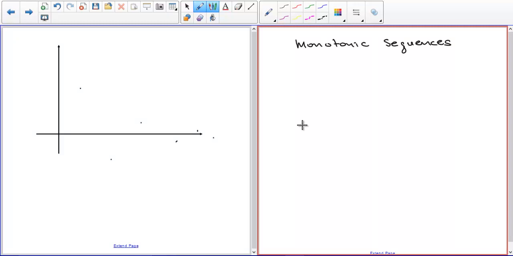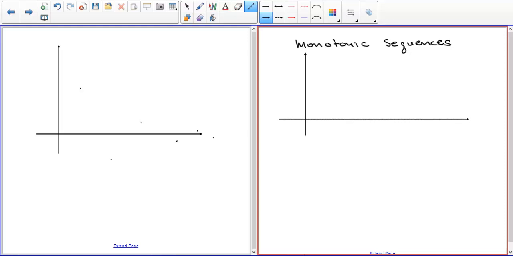Now there's a special case of sequences, and most of the ones we've looked at so far, except for this one, have been monotonic sequences. Monotonic just means that they change gradually in one direction. So this one's bouncing back and forth, so this would not be a monotonic sequence. But things like 1 over n, even just n, would be a monotonic sequence. So I'm just going to give you some examples of monotonic sequences.